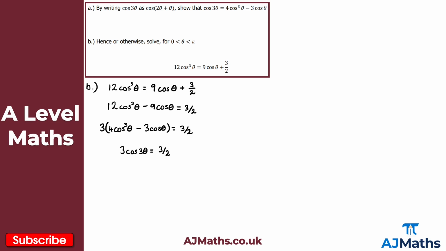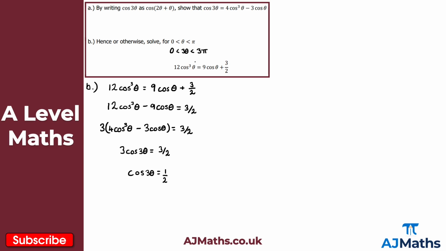Here we just want cos 3 theta on its own, so I'm going to divide both sides by 3. So cos 3 theta is equal to 3 over 2 divided by 3, which is a half. Before we take cos inverse of both sides, just notice that the argument of my trigonometric function isn't just theta, it's actually 3 theta, so we need to take that into account for the domain. So we're working for 3 theta, from 0 to pi times 3, so we get 3 pi.